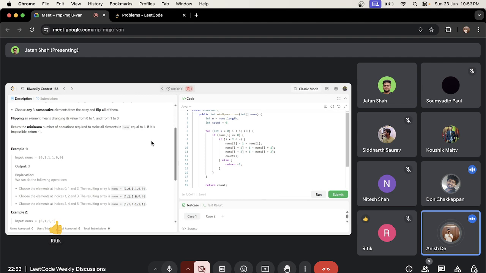Jatan has already explained. Ritik has given a like. Nitesh, you didn't speak for a while. I'm getting it done. Cool. So we can start with the third one. Siddharth, are you ready? Yeah, I am ready. We can start with the third. One sec. Sure. Okay.